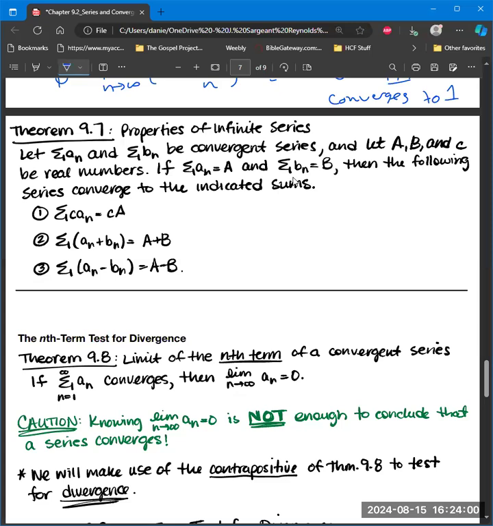These rules follow straight from limits, because you remember that the sum of the series is the limit as n goes to infinity of the sequence of the partial sums. And so we're going to inherit those limits from sequences, with the constant multiple and sum and difference rules we had before.